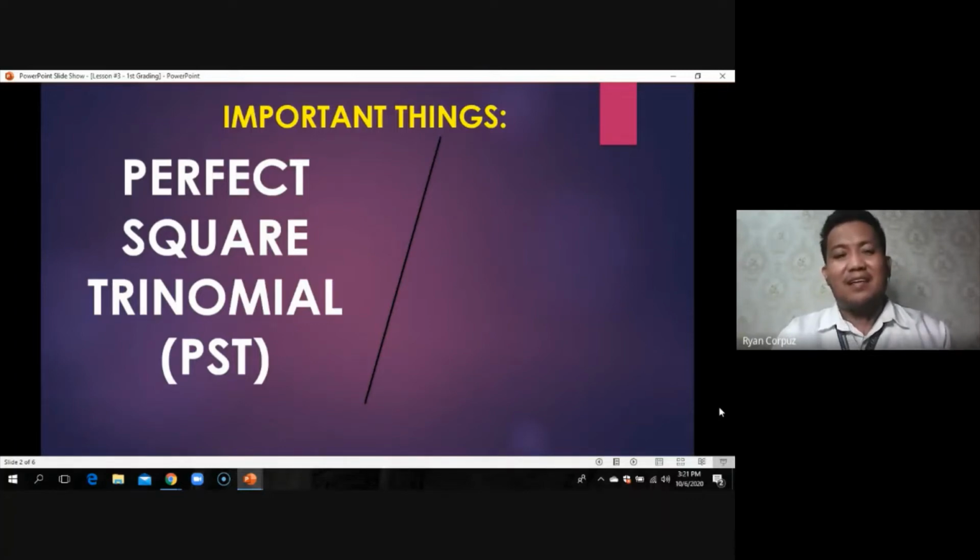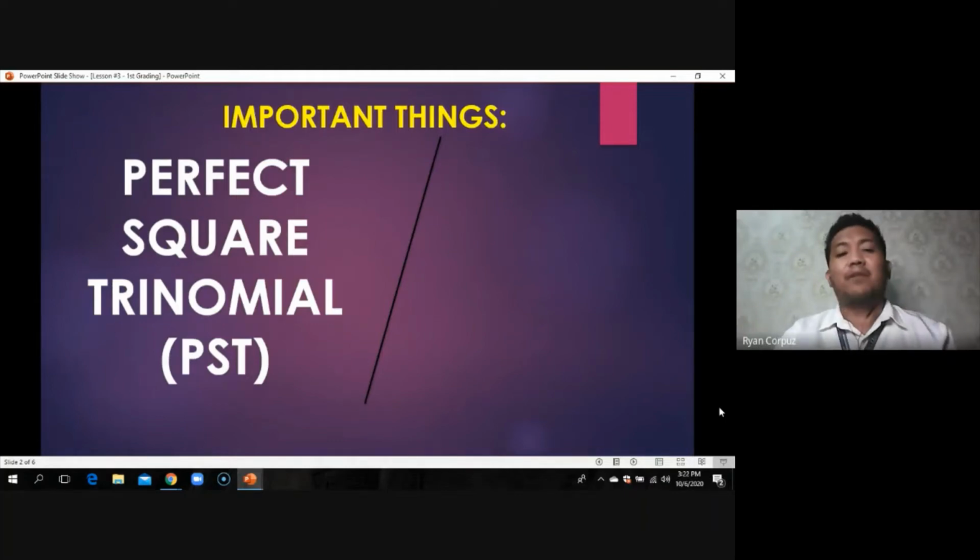para malaman natin that a given trinomial is a perfect square trinomial, because there is another thing. The middle term of the trinomial is twice the product of the square root of the first and the last term. Twice the product of the square root of the first and the last term. So that's what makes a perfect square trinomial special because of those things.